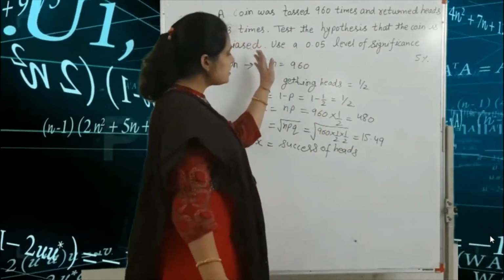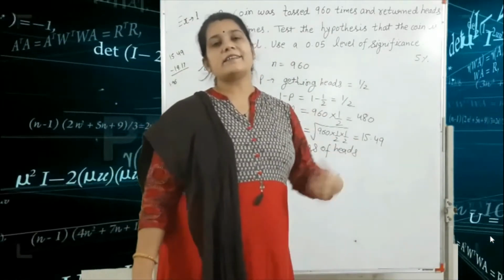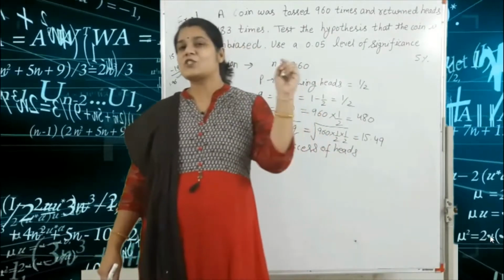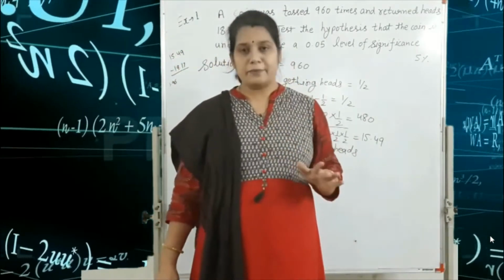Okay, so first we find all these values. Our next step is what? Our next step is we write the total 6 points. Point number 1 is the null hypothesis.